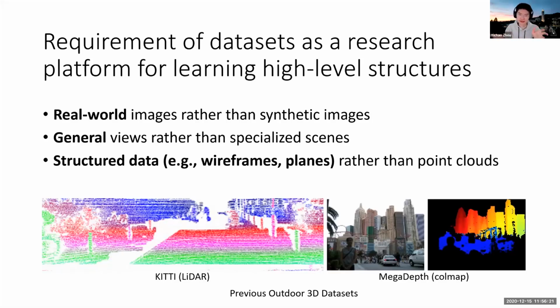Traditionally, most 3D datasets only have point clouds, because you can collect point clouds with LiDAR. Or if you use structure from motion, like COLMAP, you still get a kind of crappy point cloud. What we really hope for is something more advanced, like structure-based annotation. We hope that the planes and the wireframe are directly provided by the dataset, rather than us needing to post-process the point cloud to get them, which is always not accurate.